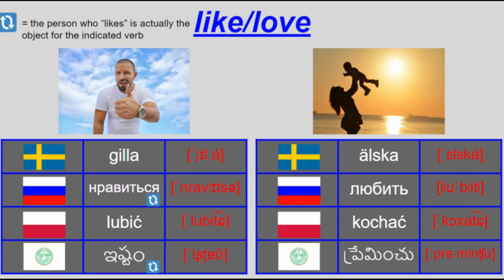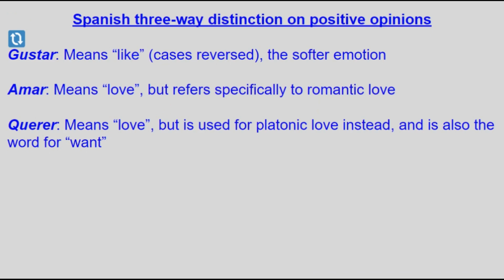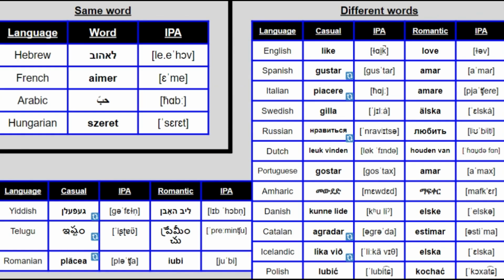I'd say the like versus love distinction is more common though, like in Swedish gilla versus älska, Russian nравится, cases reversed, versus lubić, and confusingly, Polish lubić versus kochać, as well as Telugu ishtam, cases reversed, versus premiciu. Spanish actually does a bit more, as there's just gustar, cases reversed, for like, but for love, Spanish differentiates further between amar, which is romantic love, and querer, which is used for platonic love, and also means want, by the way. Here's a somewhat simplified chart.